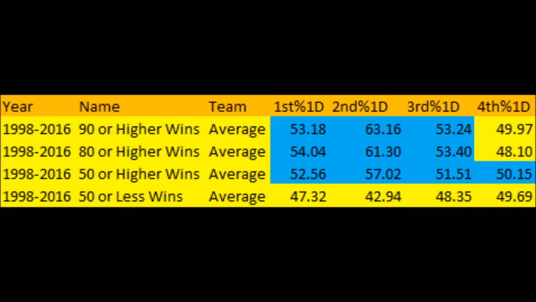So if you want to win with the run, you definitely need to be above average when it comes to your ability to create first downs with the rush. But it's not as steep of a threshold for the averages as the passing averages to win.